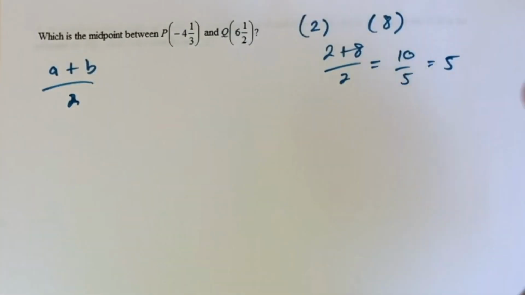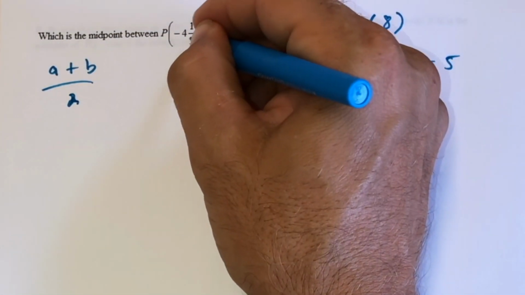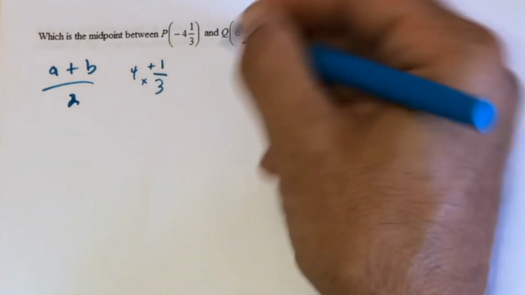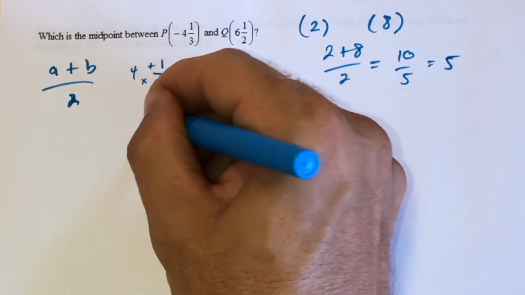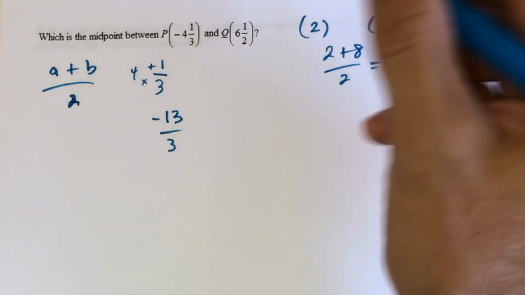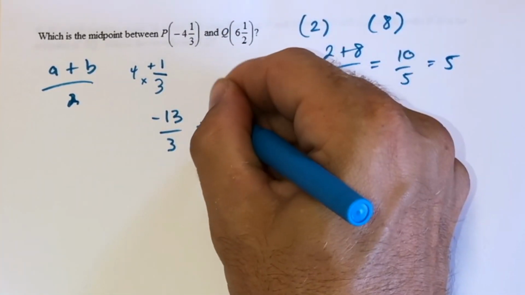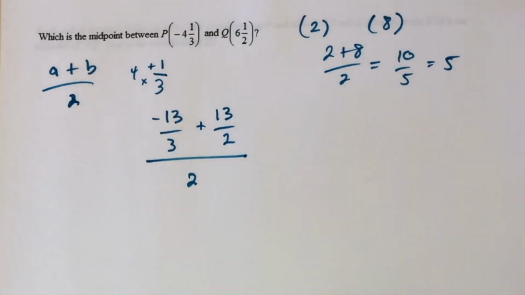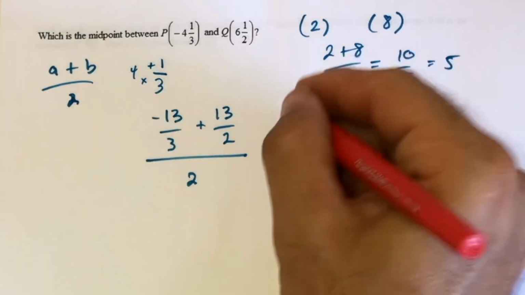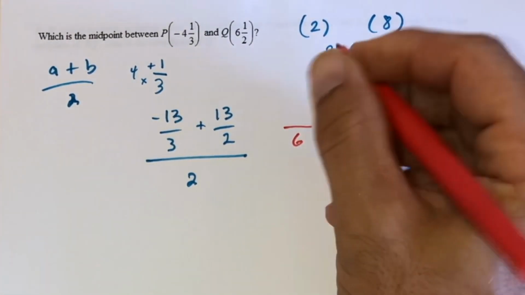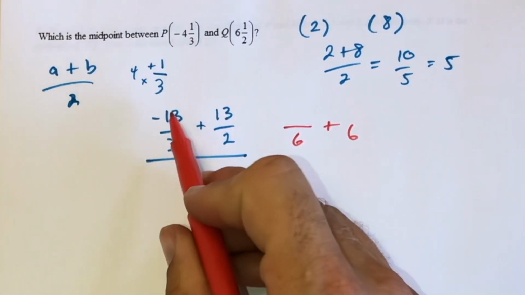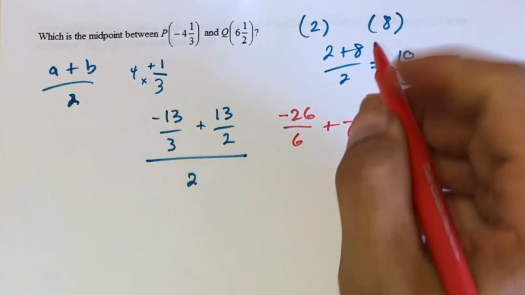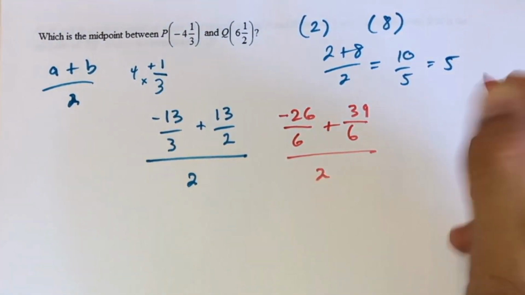Again, get your midpoint formula down and fill it in, but you might want to start by doing 3 times 4 plus 1, making an improper fraction of negative 13 over 3. And doing the same for this and changing this to 13 over 2. And then dividing all that by 2. The common denominator is going to bring us to 2 fractions that are over 6. 3 times 2 is 6, so negative 13 times 2 is negative 26. 2 times 3 is 6, so 13 times 3 is 39, and that is also over 2.